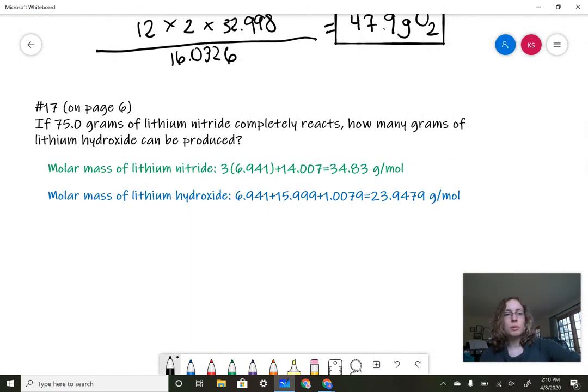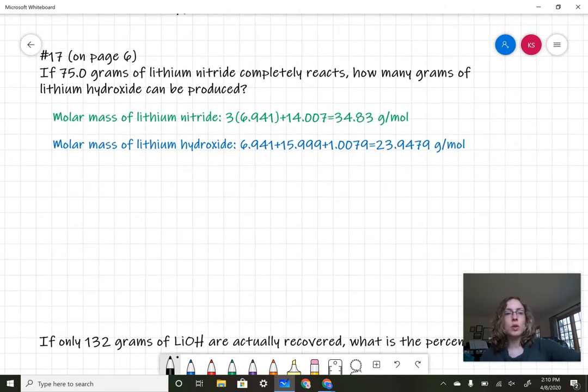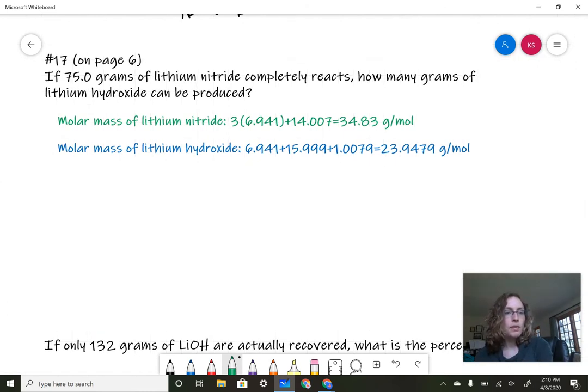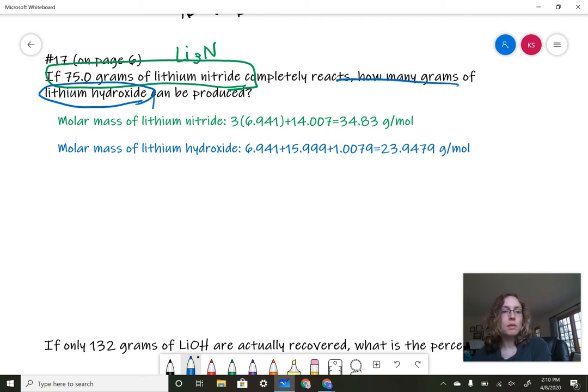All right, let's move on to number 17. Number 17 is also a mass-to-mass equation, and I, again, wrote out the molar masses just to save time here. It says if we have 75 grams of lithium nitride, that's Li3N in the equation, how many grams of lithium hydroxide can be produced?